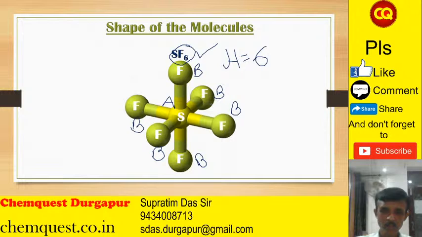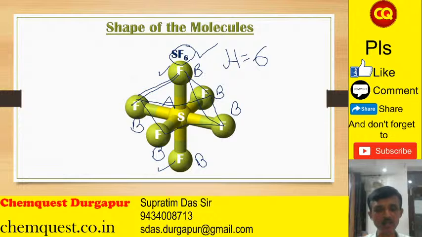B, 4B: 1, 2, 3 and 4. These 4 fluorine atoms form a square planar part. 2 axial positions, above and below. Then if you join this axial part 1, 2, 3, 4, it forms a pyramid.